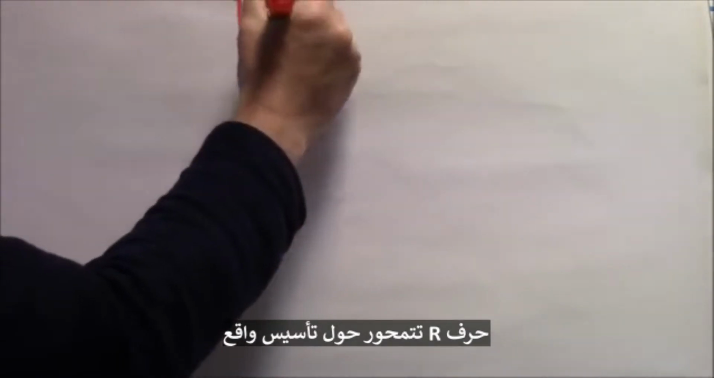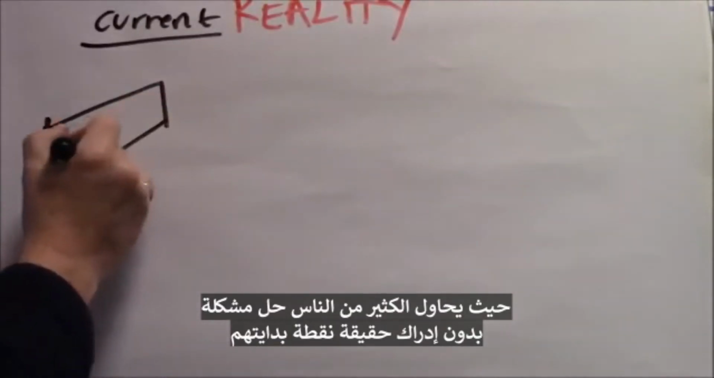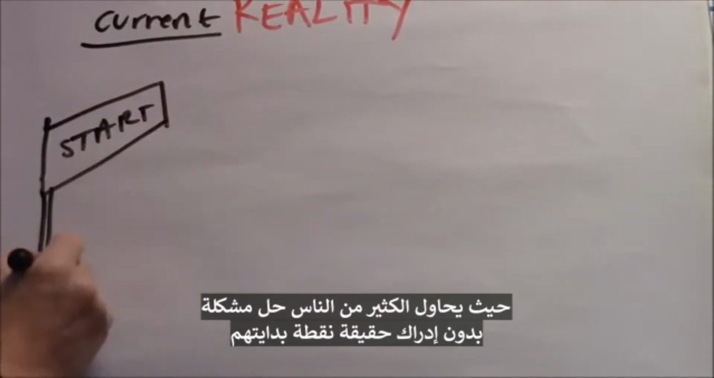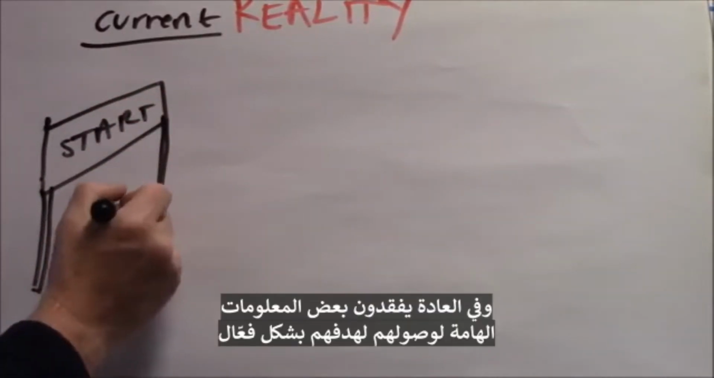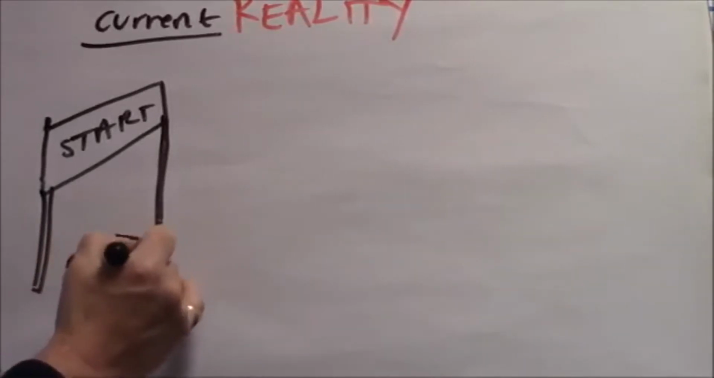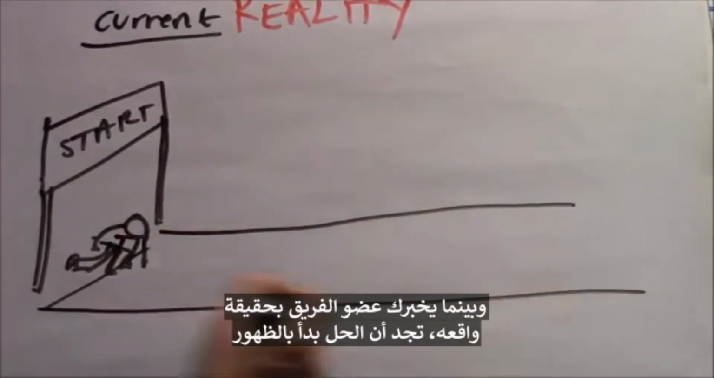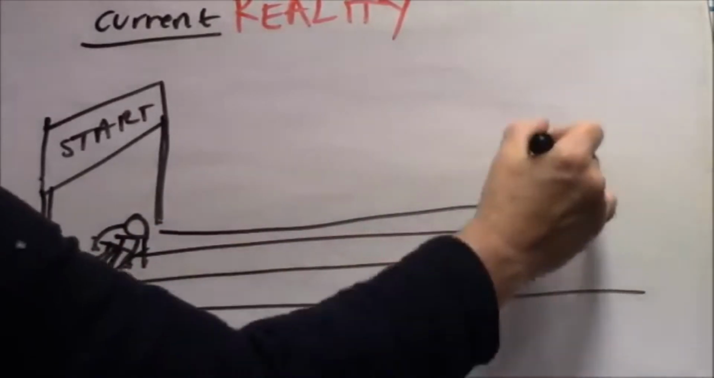Now the R is all about establishing the reality, the current reality. It's terribly easy to skip this step. Too often people try and solve a problem or reach a goal without fully considering what is their starting point. And often they're missing some information that they need in order to reach their goal effectively. And as the team member tells you about his or her current reality, a solution might begin to emerge.